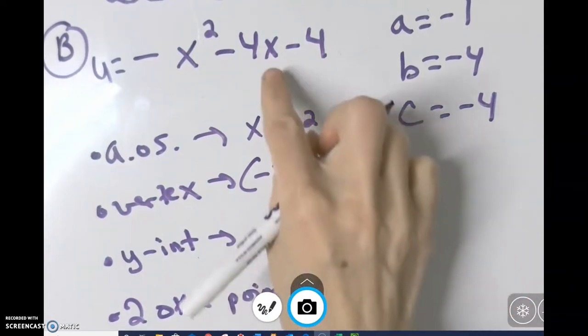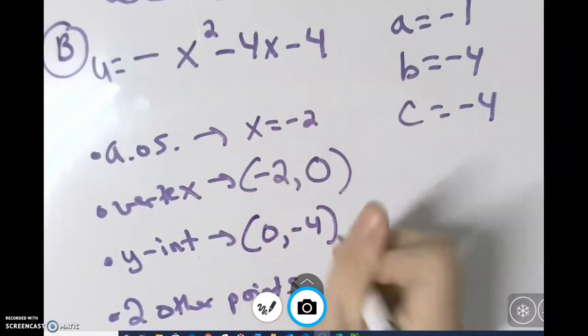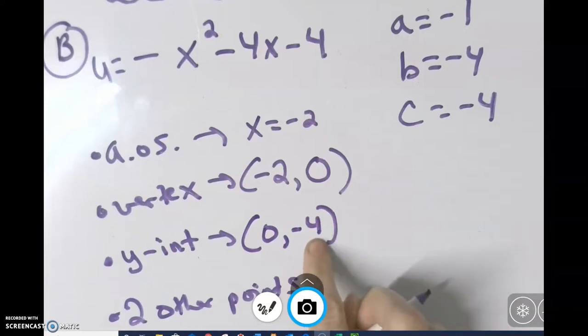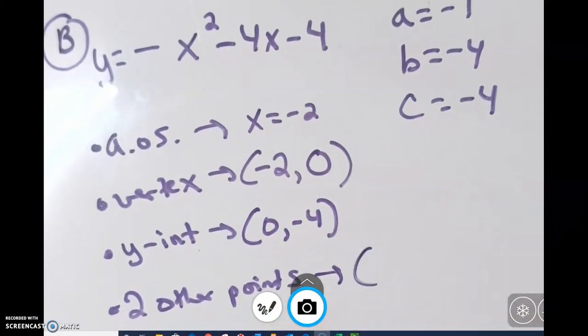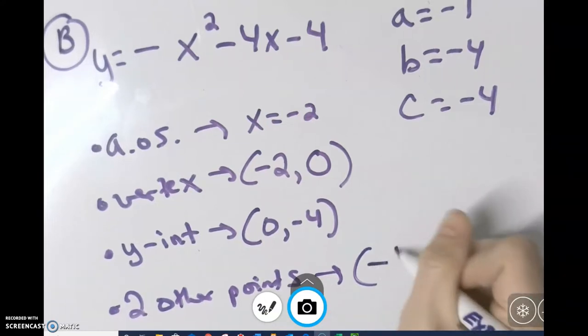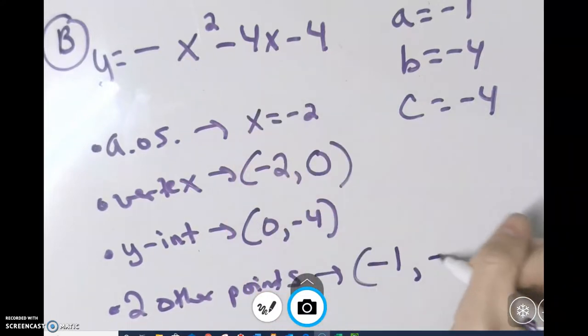Your y-intercept is your c value. That's negative 4, so it's going to be 0, negative 4, right? If it's a y-intercept, x is 0 and y is negative 4. And the two other points that we're going to come up with, they actually only picked one point, so we're just going to do negative 1. When you substitute negative 1 in for x, you get negative 1.